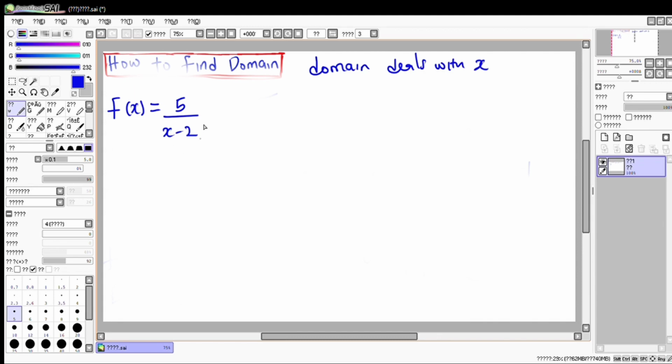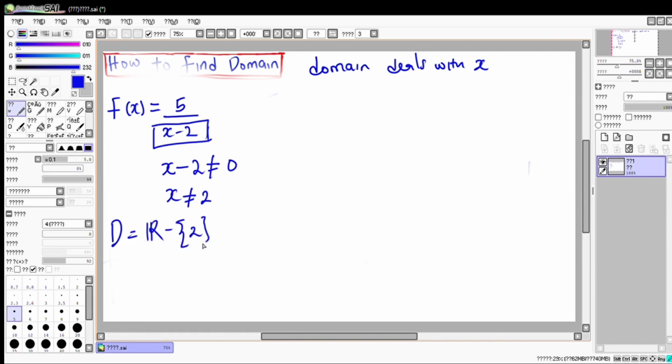Now, for this function to be defined, it implies that this denominator must not be equal to 0. That is the meaning. For this function to be defined, it means that the denominator must not be equal to 0. And to have that, x minus 2 must not be equal to 0. x must not be equal to 2. Which implies that the domain here is all real numbers except 2.